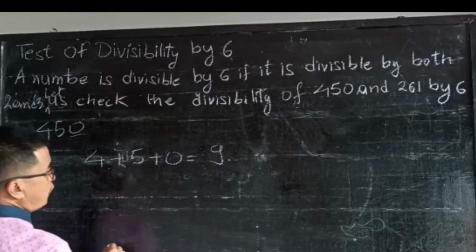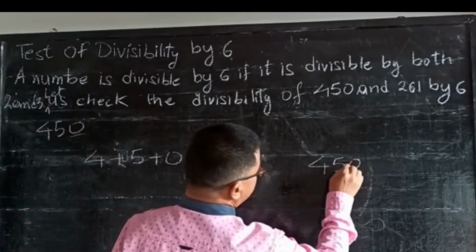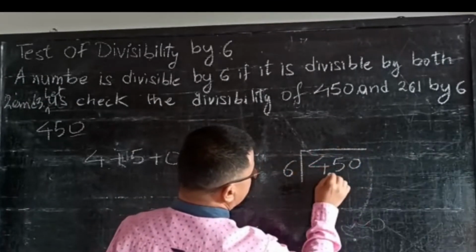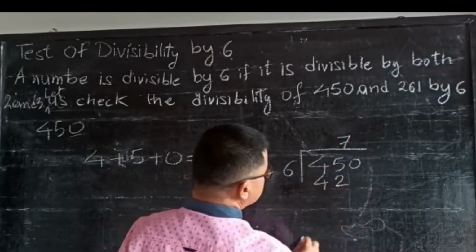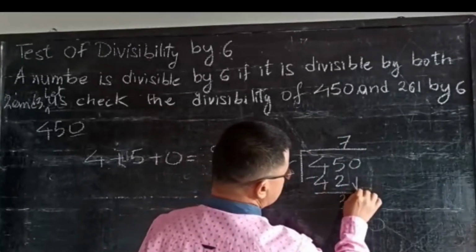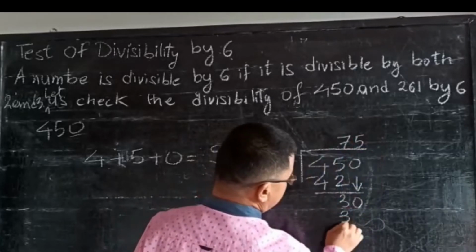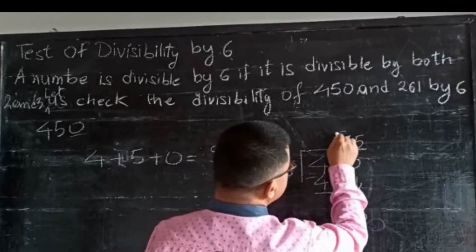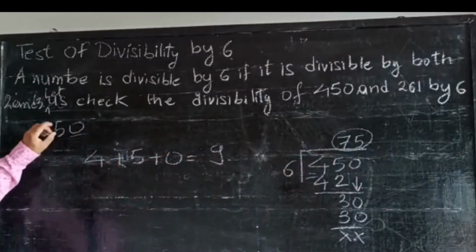Now, if you want to find the answer, 450 divided by 6. 6 will not go into 4, so take 45 and go for it. 6 sevens are 42. 45 minus 42 is 3, and bring down this 0. 30. 6 fives are 30. So 6 will go into 450 75 times. So 450 is divisible by 6.